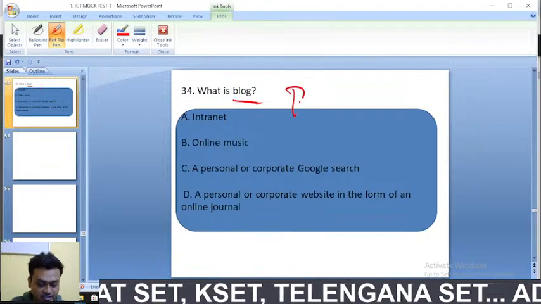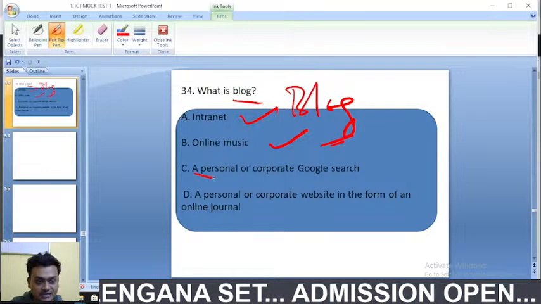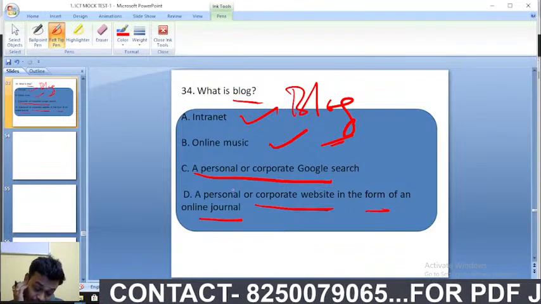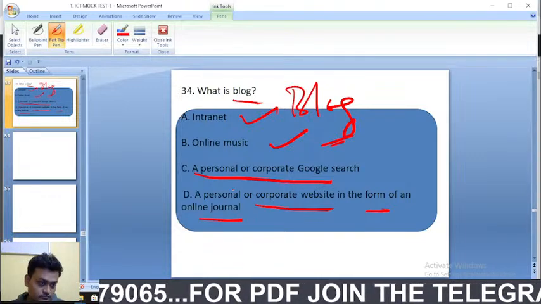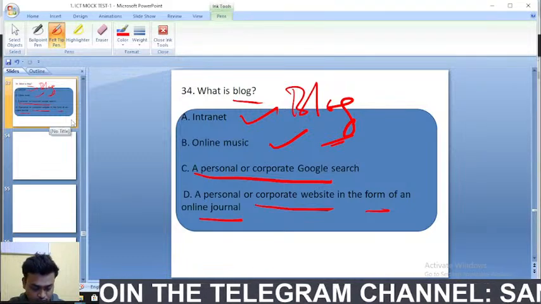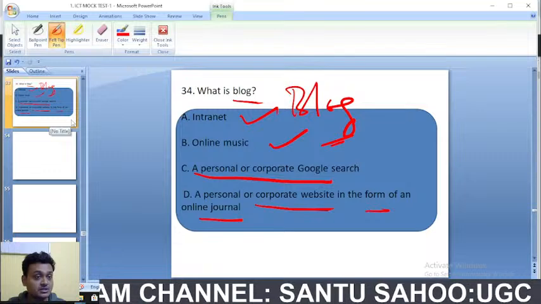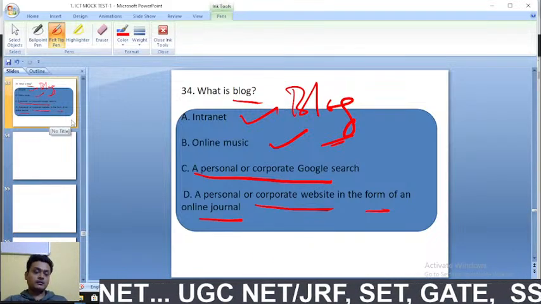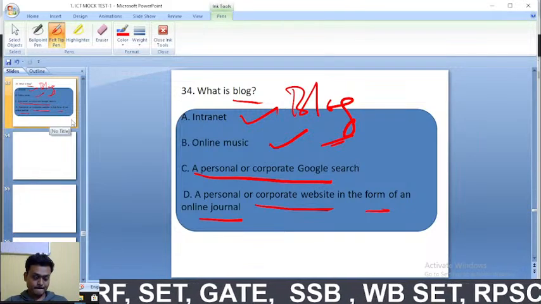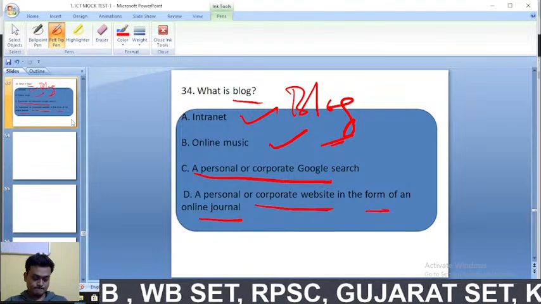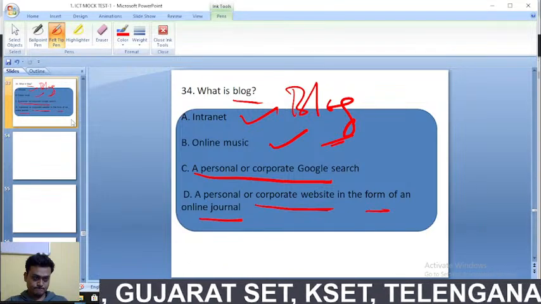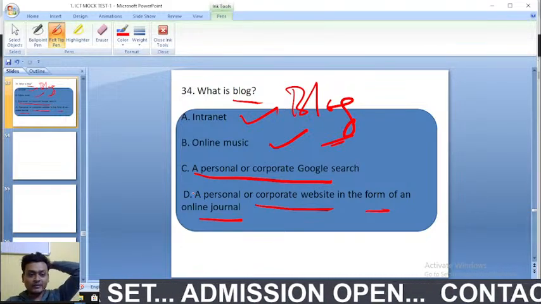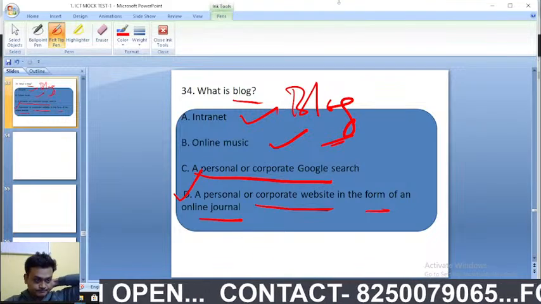What is a blog? Intranet, online music, a personal or corporate Google search, a personal or corporate website in the form of an online journal. What is a blog? Exactly, got it, Nipa. It's a blog. Then here is 34. What is a blog here? A personal or corporate website in the form of an online journal is a blog. Very good.